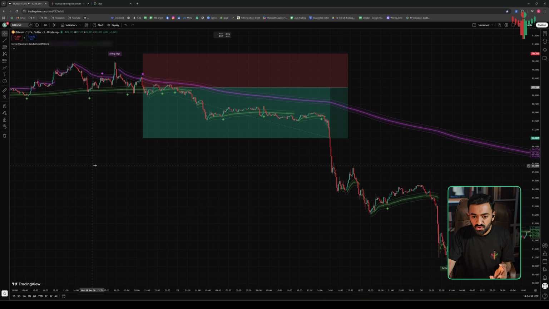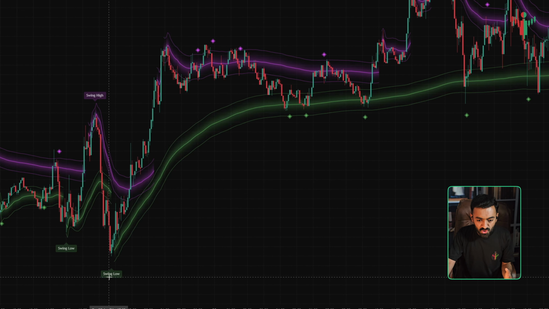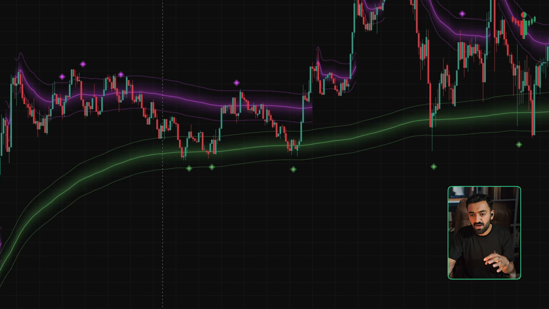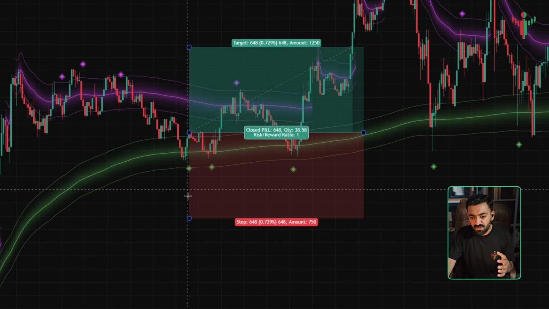And now let me show you an example of a buy trade. For example, here it shows swing low, and after that here is the first green diamond. So we will open a buy trade on the closing of this candle. The SL will be around here.